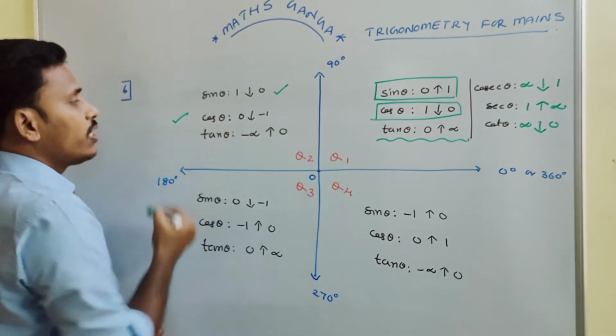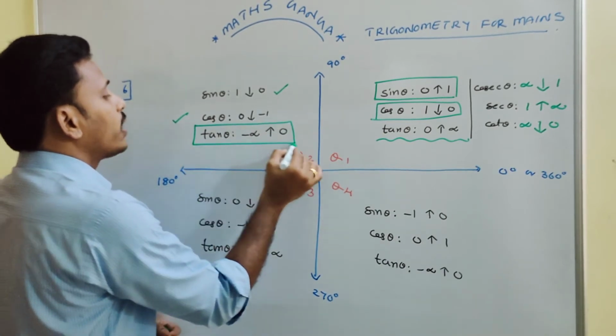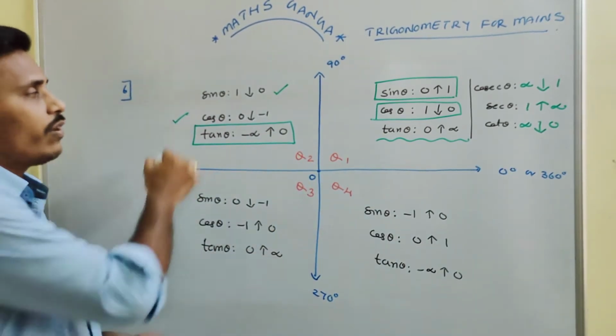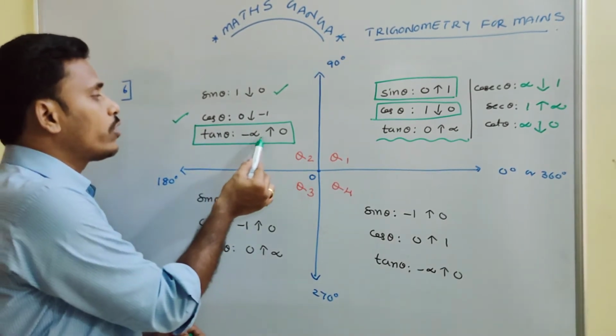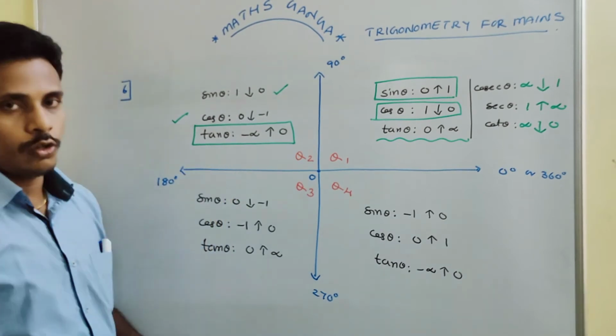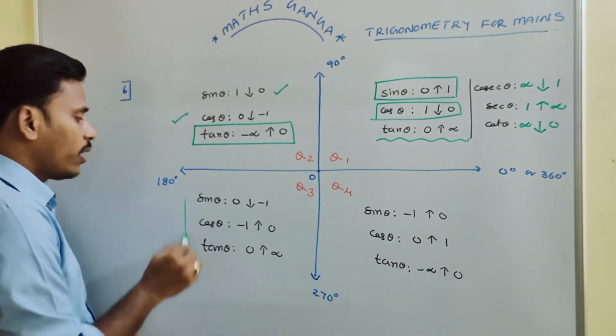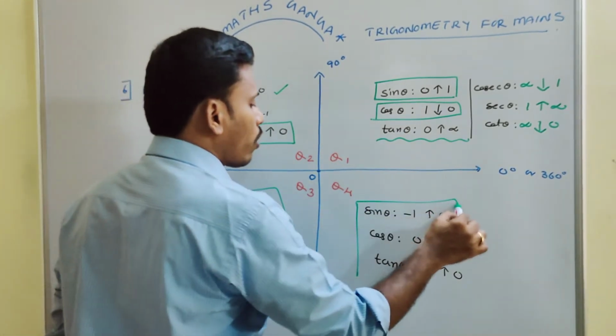Cosecant theta is decreasing from 0 to minus 1. Tan theta is again increasing from minus infinity to 0. Look there, every value in this region for tan is negative. That's why you need to use the negative region. See, it is increasing from minus infinity to 0, right? And the third quadrant, it looks like this, okay? And the fourth quadrant, it looks like this.